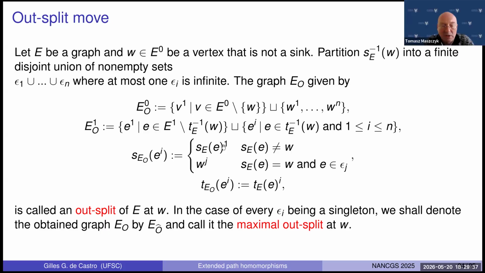Tomek? I have a question. So in your partition, you are assuming that at most one epsilon is infinite. We don't really assume it. I mean, it might be, but at most one, not more. So why not more than one?